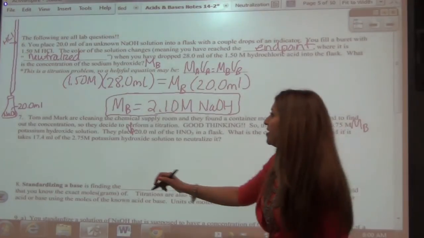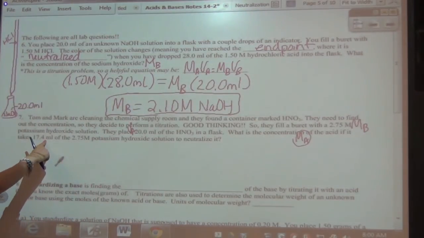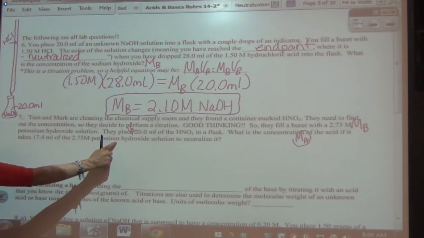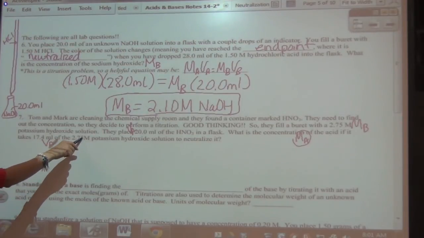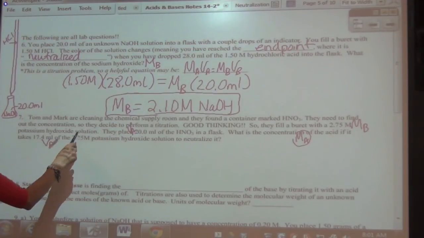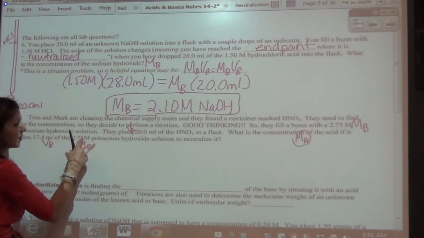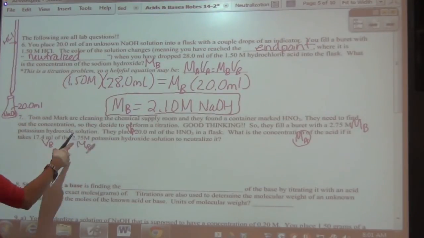If it takes 17.4 milliliters of the potassium hydroxide, so that's your V. We know it's a V. Is it VA or is it VB? What's potassium hydroxide? VB. Of the 2.75, we already called that our MB, so we can call it MB again. If you want to, it's the same. The 2.75, 2.75 to neutralize it.